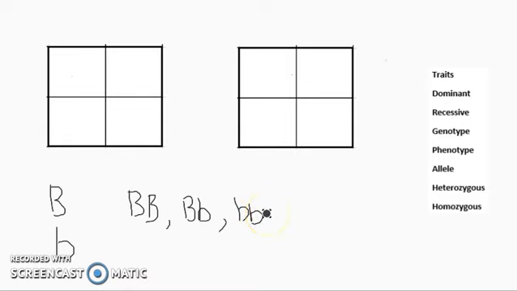So let's think again about our example. Okay? So my parents, if they both have brown eyes, they could be capital B, capital B, or capital B, lowercase b.